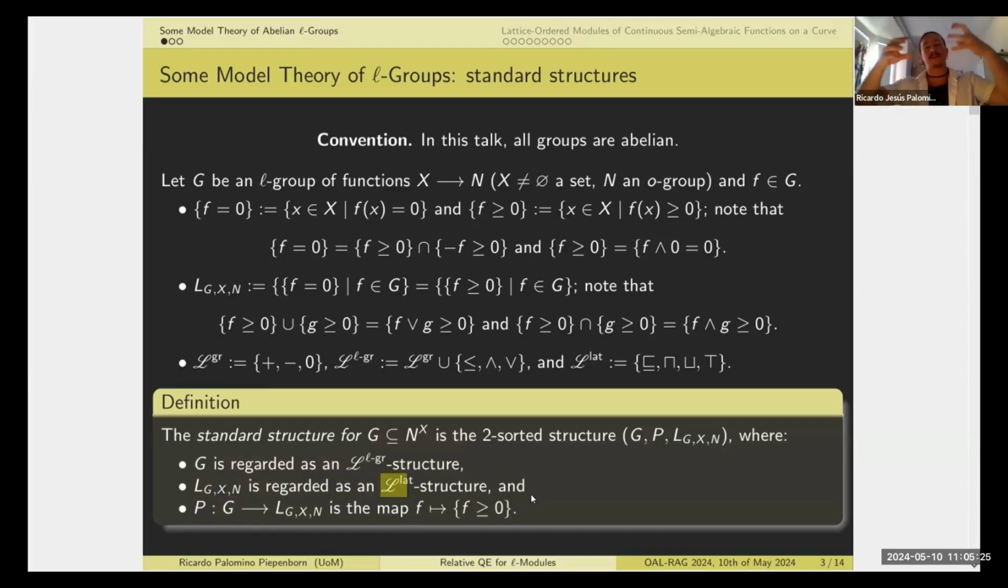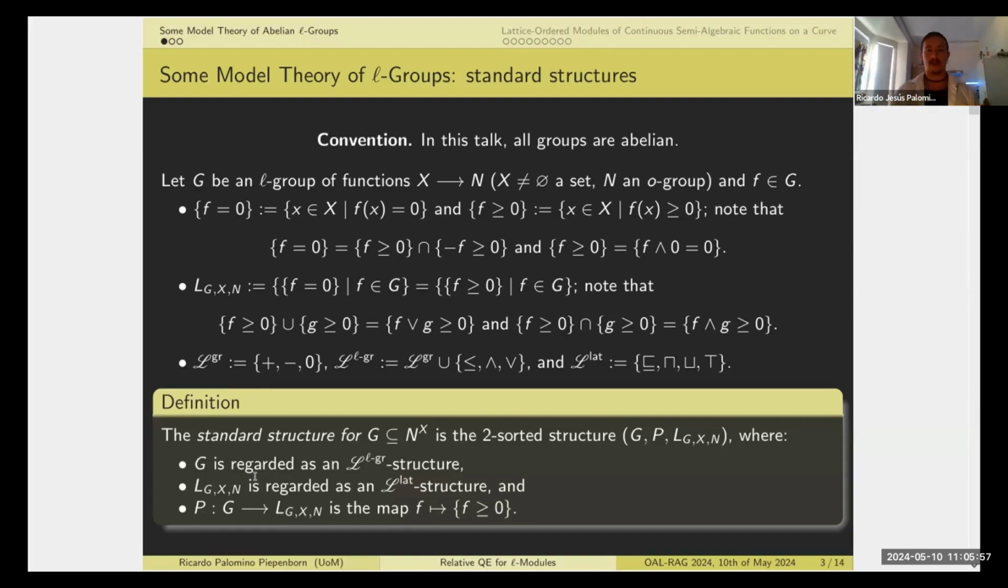And then I will connect these two sorts with this positivity map that sends each element of my group to this positivity set, right? So you can just think maybe of this somehow as if you're given an L group of functions. I'm thinking of this lattice of zero sets as a kind of space of values, in a way analogous to that of the value group of a valued field. And then the positivity map is kind of playing the role of the valuation, more or less.